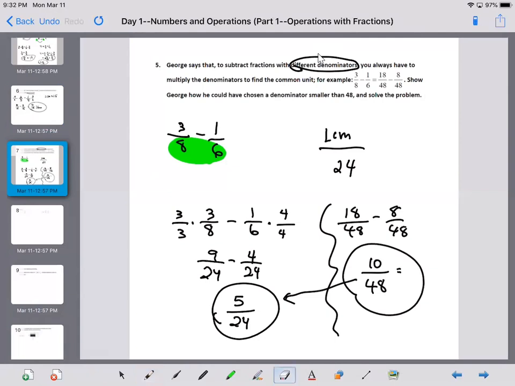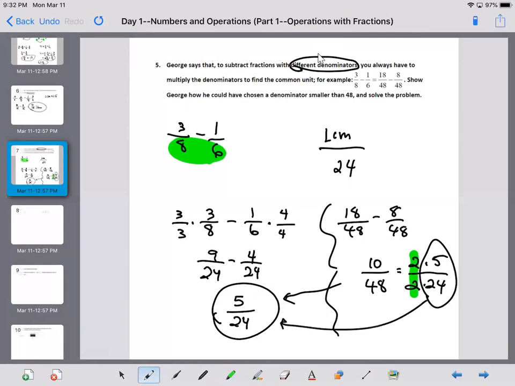But if we want to simplify this, we would say 2 times 5 and 2 times 24. And here's your common factor that would divide out. And then what you're left with is the 5/24, which is equivalent. So no, you don't always have to multiply the denominators.